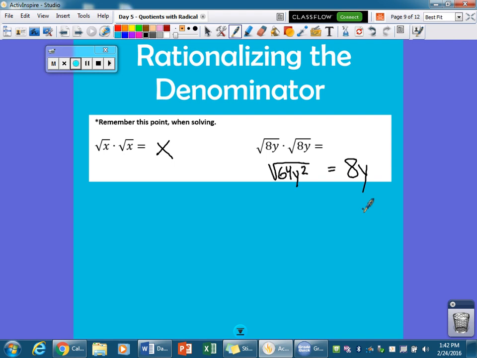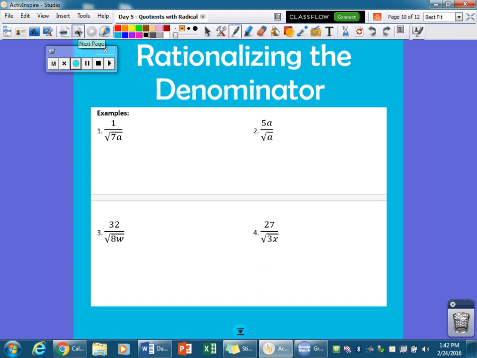I have 4 examples I'm going to do with you on this one, and then you're going to keep on practicing. Okay, so here's my 4 examples. Again, it's the same idea. Whatever is in the denominator, you are going to multiply by. So we have the square root of 7a. So square root of 7a in the numerator, square root of 7a in the denominator.